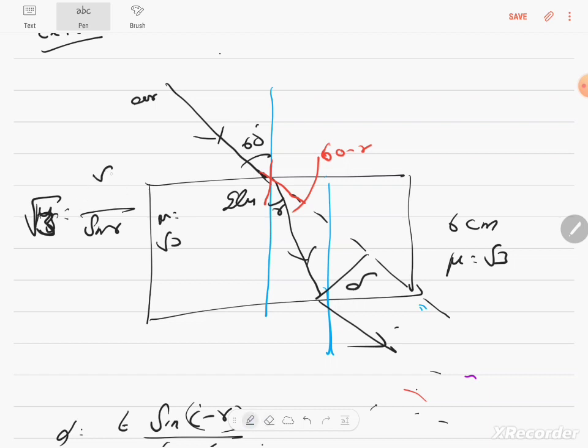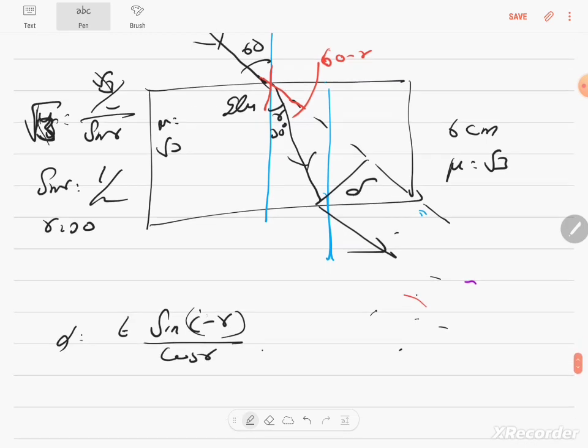So √3 by 2, √3 and √3 will get cancelled. So you'll get sin R is equal to 1 by 2. Where will R be 1 by 2? 30 degree. So R is equal to 30. So the R, 30 degree, I've found it. So you know R, and now you also know I.